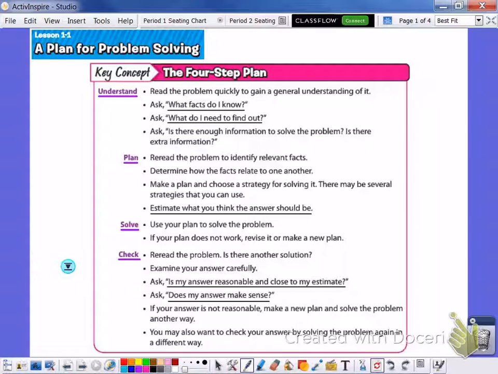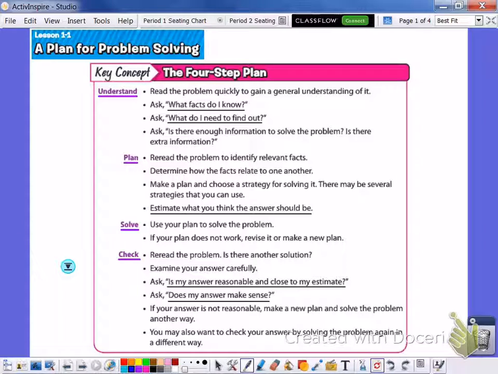In our planning step then, we're going to do things like reread the problem to identify relevant facts, determine how the facts relate to one another, make a plan and choose a strategy for solving it. Remember, there could be several strategies that you can use, and then estimate what you think the answer should be.